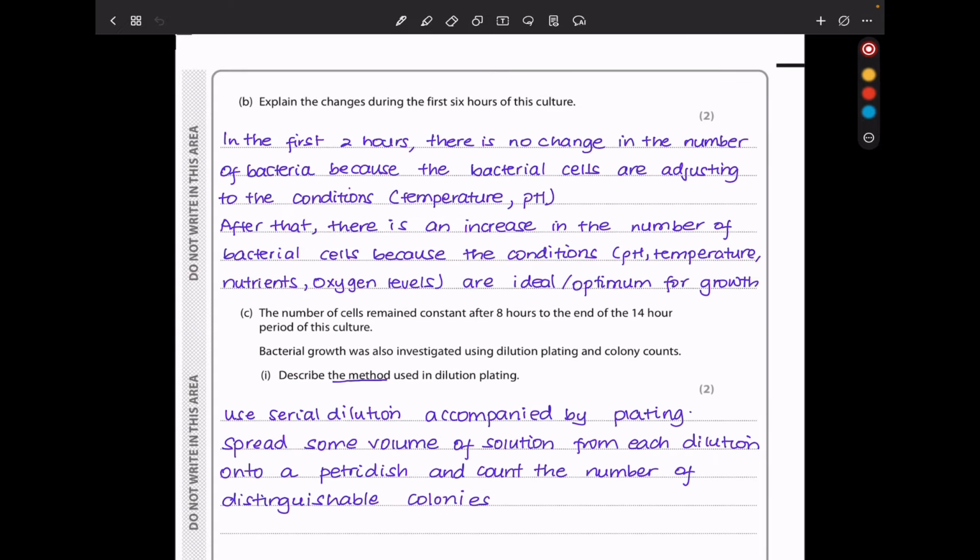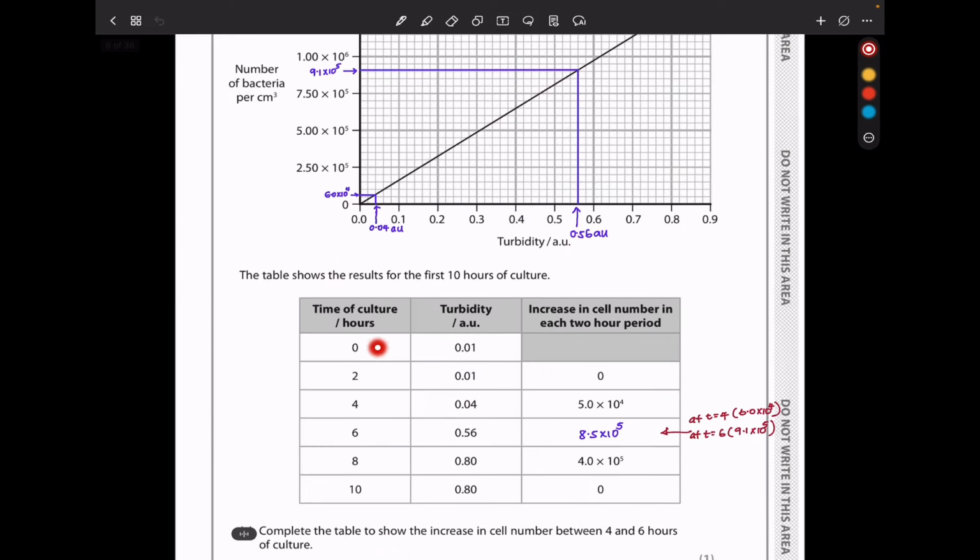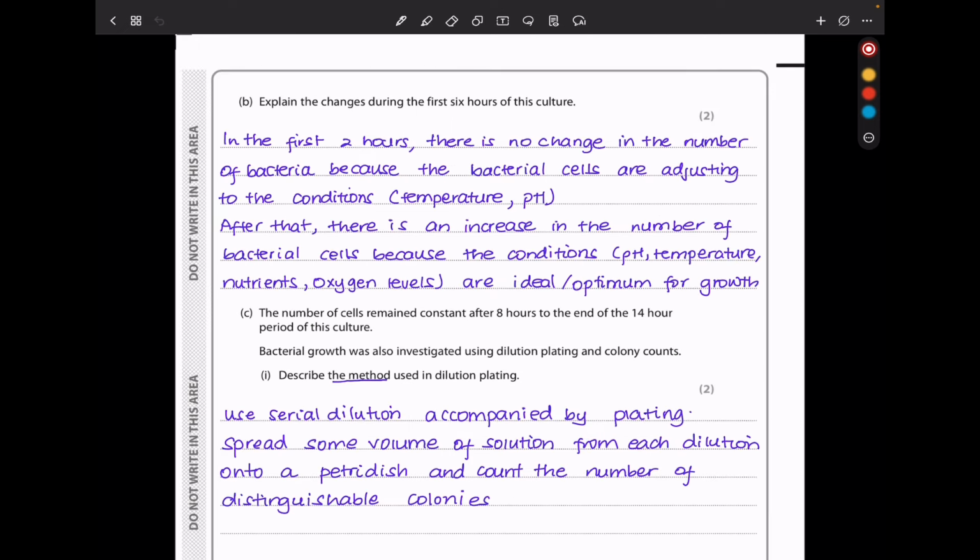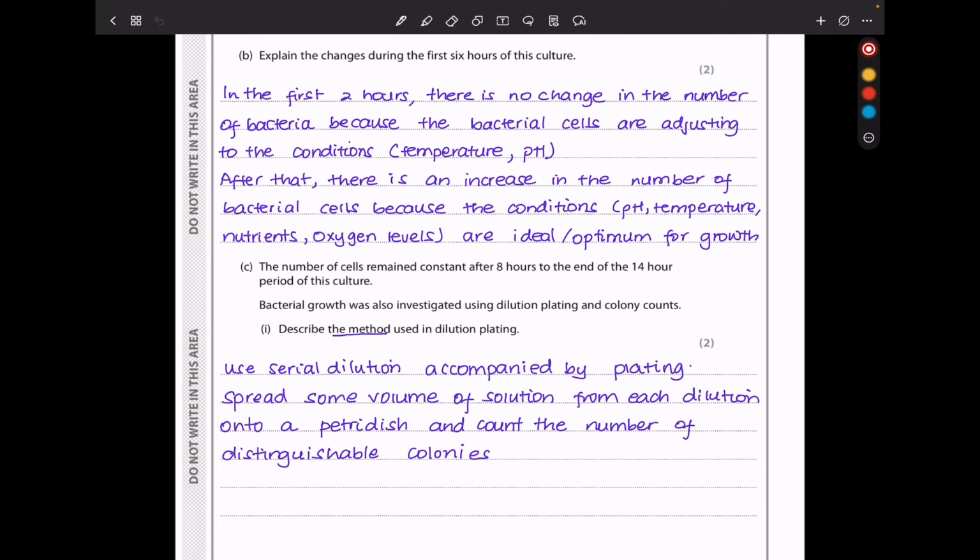Next, they say explain the changes during the first 6 hours of this culture. If I take you back, during the first 6 hours of the culture, initially we had no increase, but after time we saw some increase. This is because initially the microorganisms were getting used to the conditions, and afterwards they were used to the conditions like temperature and pH, and it was easier for them to increase in number. So I said in the first 2 hours there is no change in the number of bacteria because the bacterial cells are adjusting to the conditions, temperature and pH. After that, there is an increase in the number of bacterial cells because the conditions, which are temperature, pH, nutrient, oxygen levels, and so on, are optimum for growth.